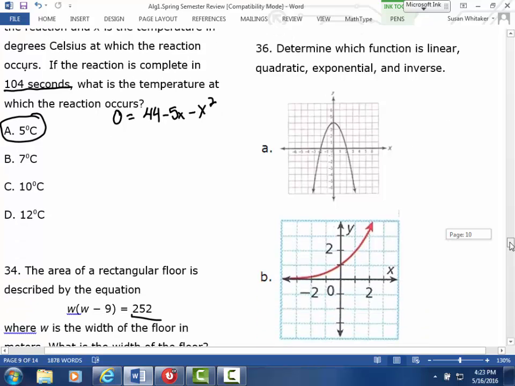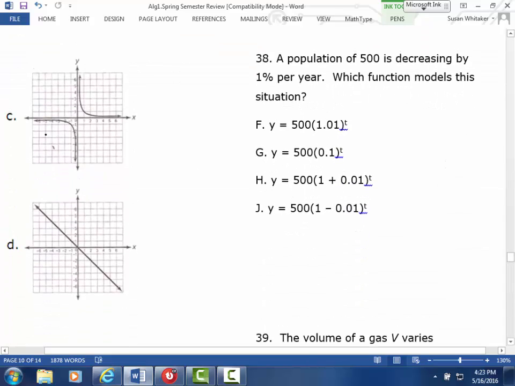Determine which function is linear, quadratic, exponential, or inverse. Okay, this shape is a parabola, so I know that's quadratic. This shape is exponential, just that single curve. When I have two curves, that's an inverse function. I think inverse, they're mirror images, right? And then this last one is a line, so this would be linear. Okay.